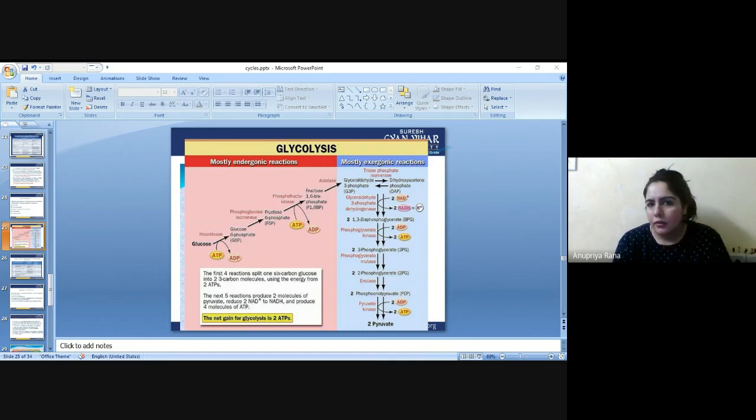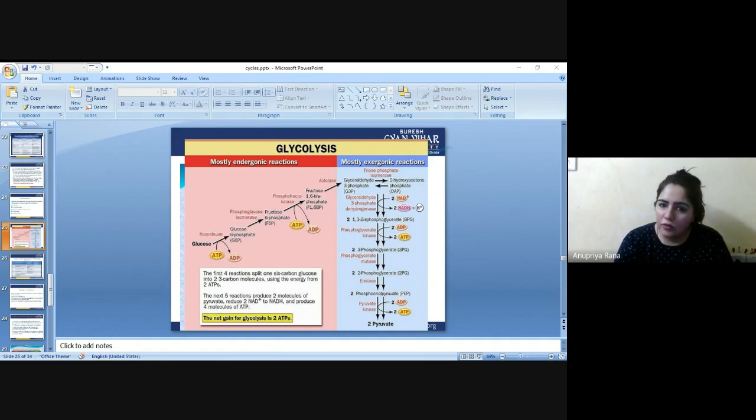Now the third reaction, where we convert fructose 6-phosphate to fructose 1,6-bisphosphate. In this reaction, ATP is converted to ADP. Now, in the whole set of reactions we have studied so far, we can see we consume two ATPs.